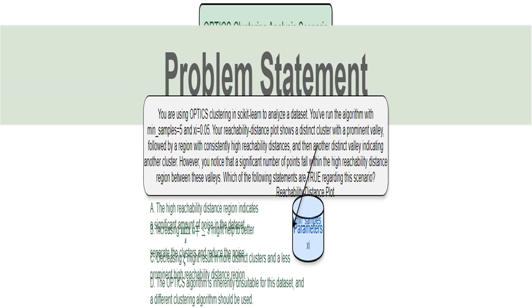I've run the algorithm with specific settings, and the resulting plot shows clusters, but there's a region of points that don't clearly belong to any cluster. My goal is to understand what's happening in this high reachability distance area and how to improve the clustering result. It's like a detective puzzle.